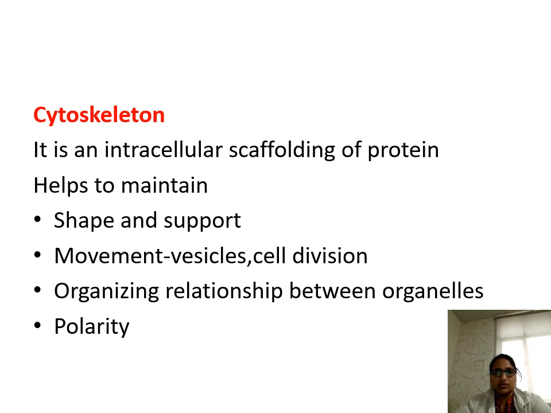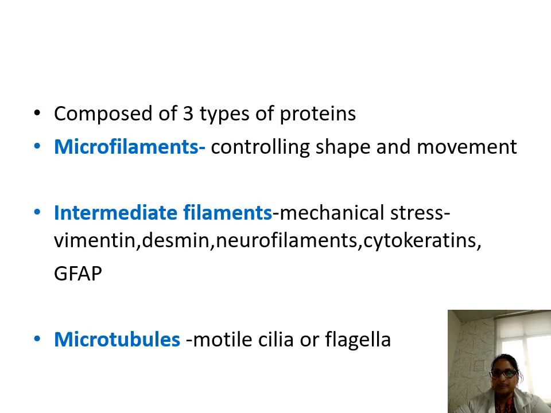And the cell also has a cytoskeleton. It is an intracellular scaffolding of protein. And what are the functions of the cytoskeleton? It helps to maintain the shape and support of the cell, and it helps in the movement of the vesicles and also helps in cell division. And it helps to maintain the organizing relationship between the organelles, and it also helps to maintain the polarity of the cell. And it is composed of three proteins.